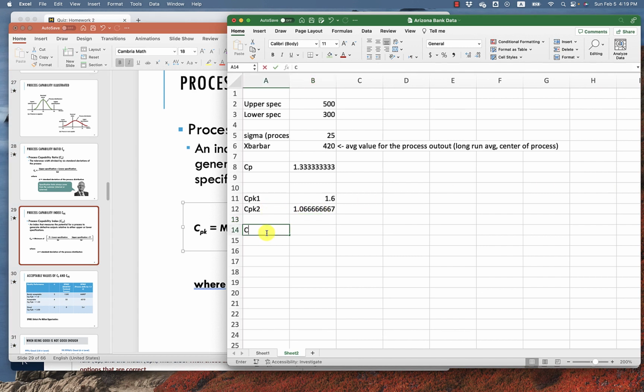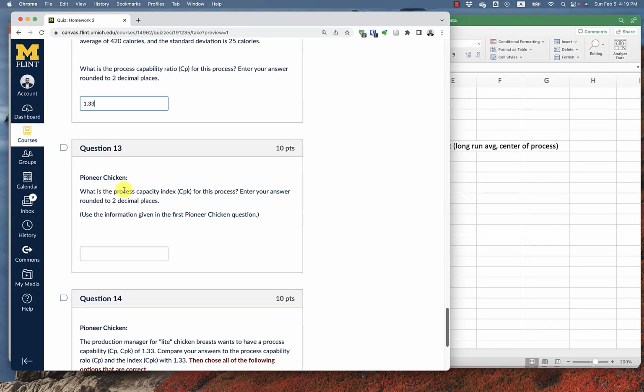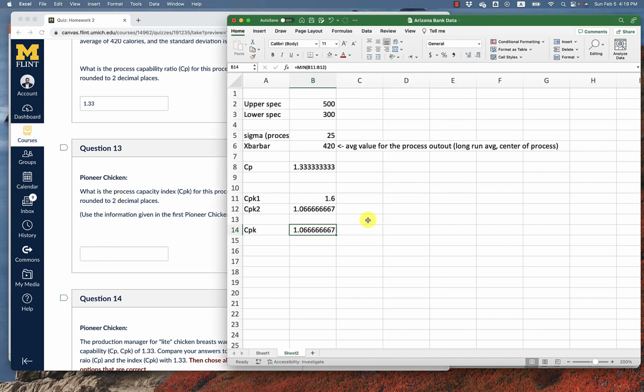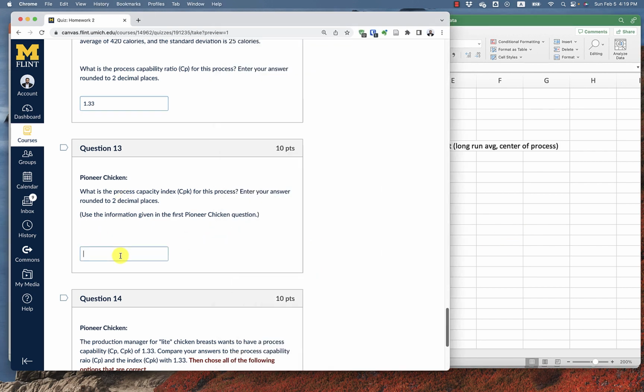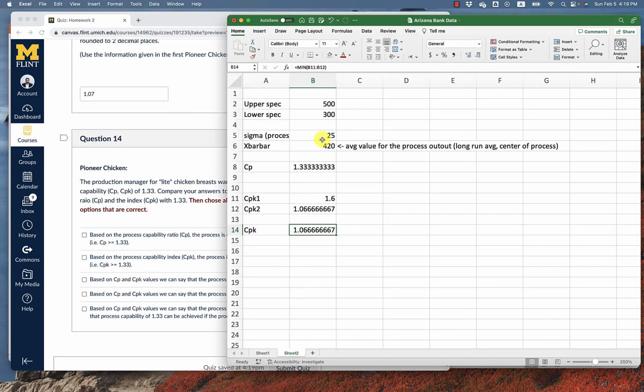And now the true CPK is the minimum of these two values. You can just see which one is the minimum. So that's our answer for CPK of 1.0666. Let's see how many decimal places we need. 2 decimal places will be 1.07. So now this is interesting.